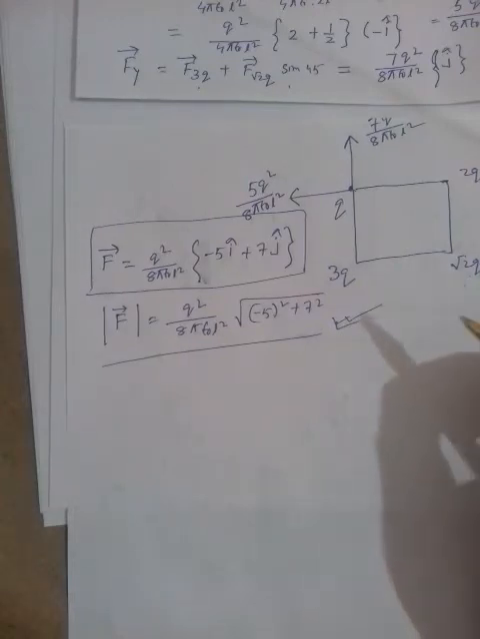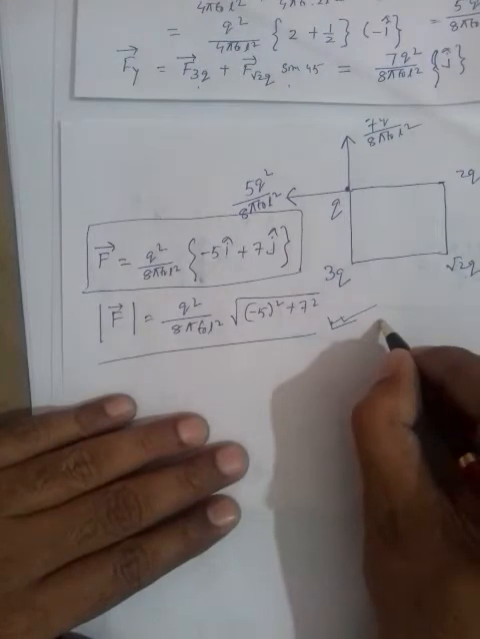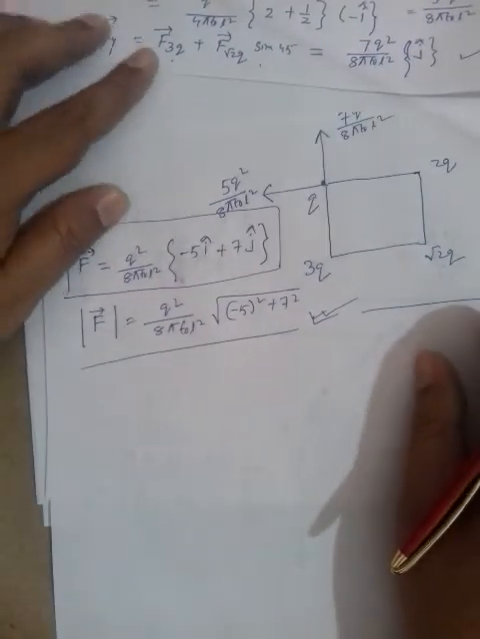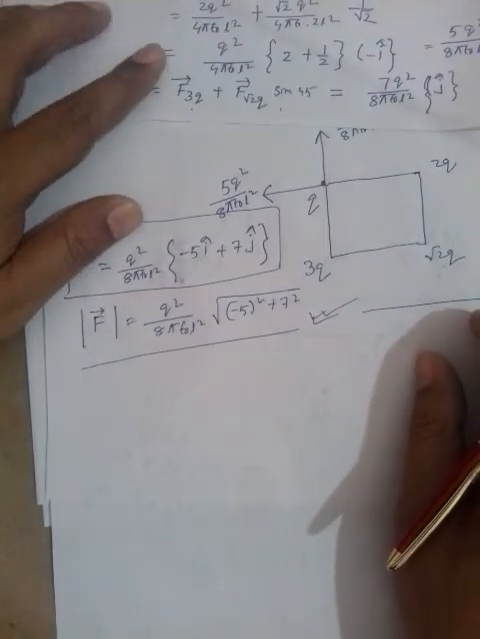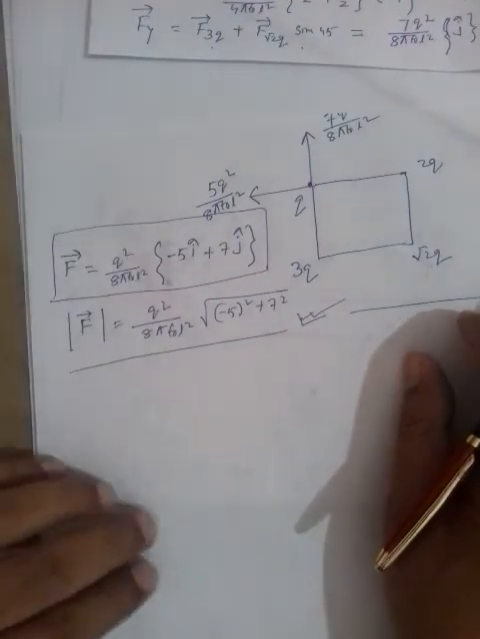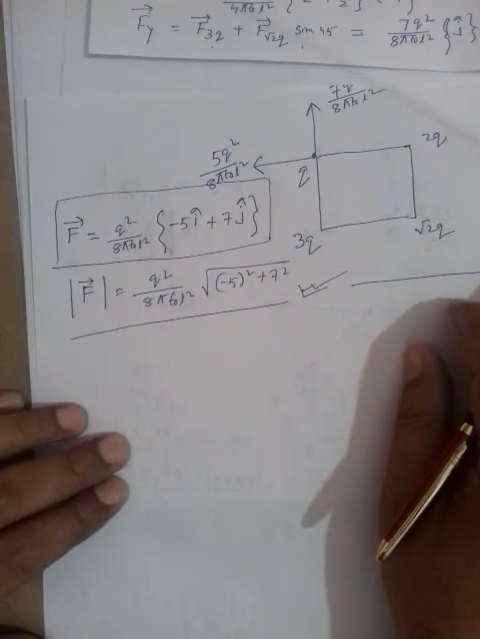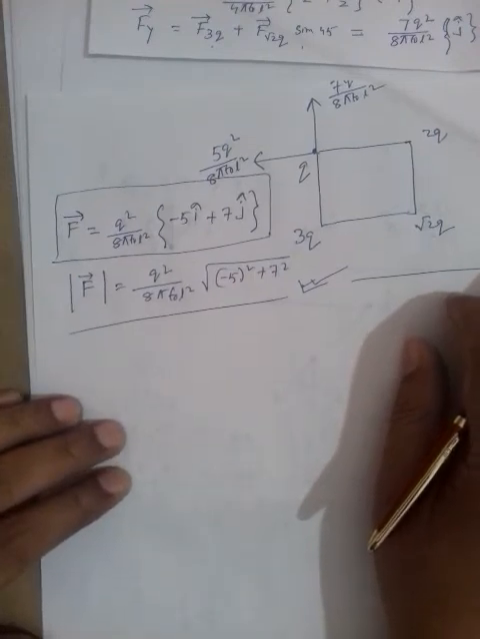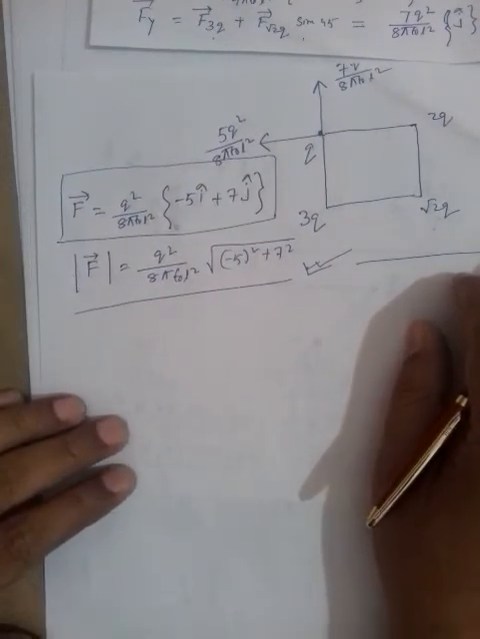So if charges are different, be careful in adding. In some cases, vectors are added directly, in some cases vectors are broken into components and then added. It depends on the situation. I hope the explanation now becomes clear to you.